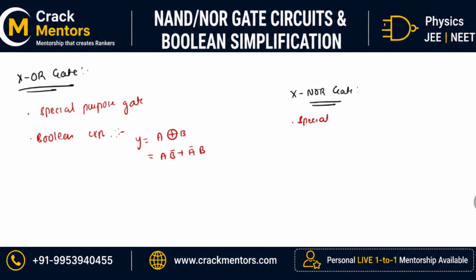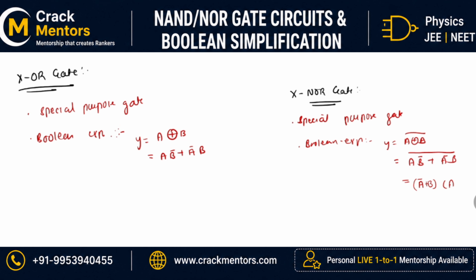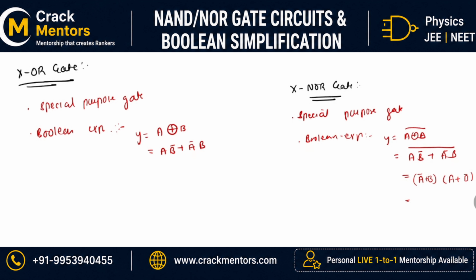So this is also a special purpose gate. What is the Boolean expression for this? The Boolean expression is Y is equal to A over A plus B over bar. That means you will be writing it as A B naught plus A naught B whole bar. Just solve this. I guess I have also given you this as homework. When you solve this, you will find that this is equal to A naught B plus A plus B naught, and when you multiply this, what do you get from here?